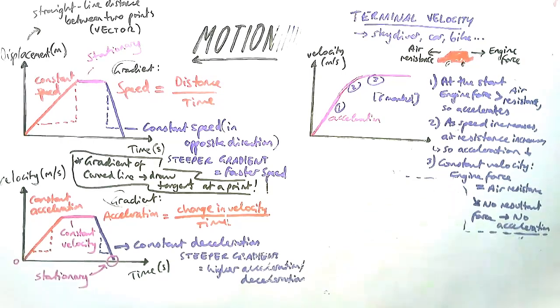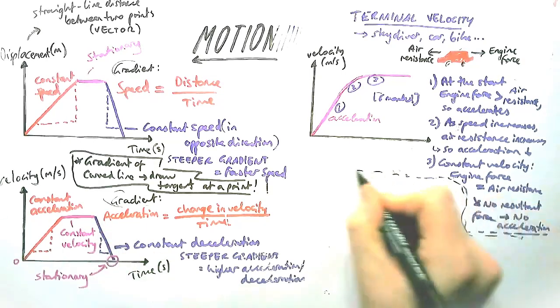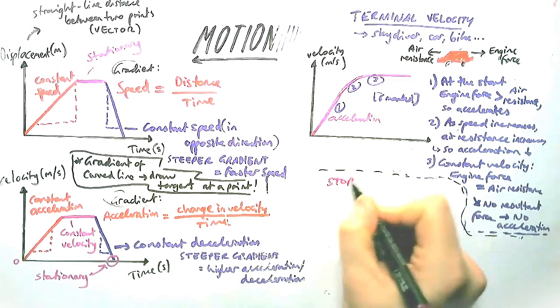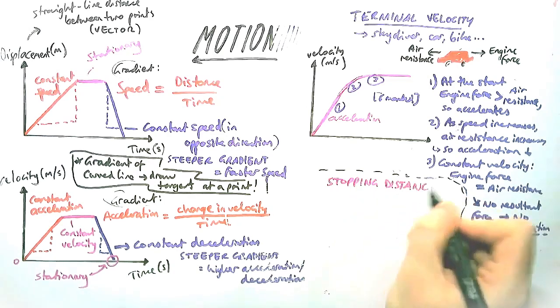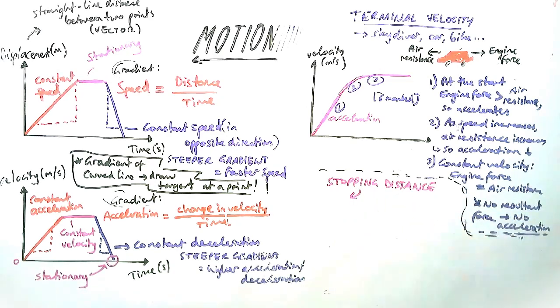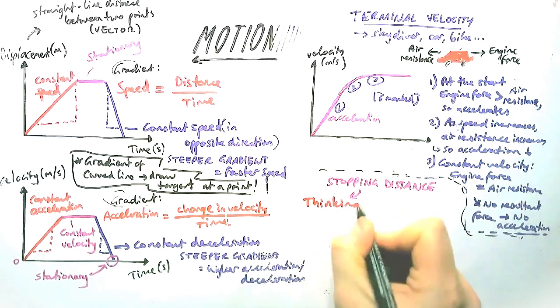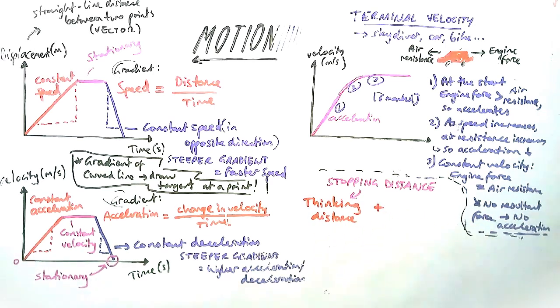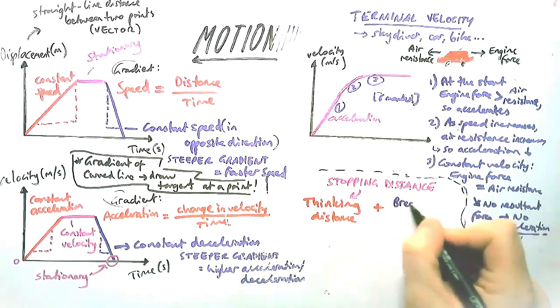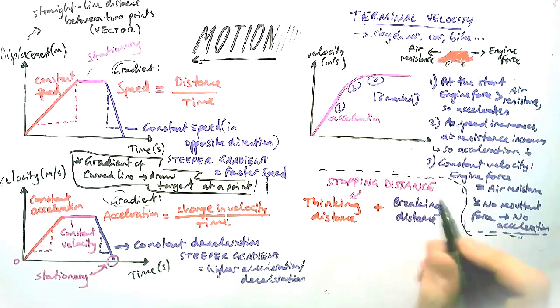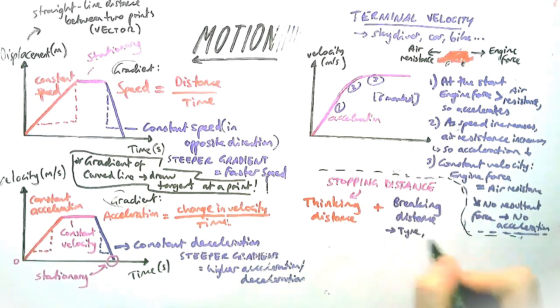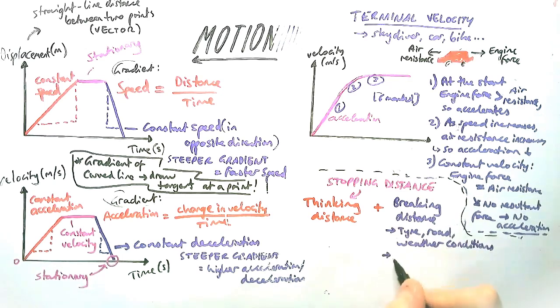It comes up a lot. The last thing we're going to talk about when we're talking about motion, this is for combined or separate science, is stopping distances. So stopping distance for a car is made up of 2 parts. It's made up of the thinking distance and the braking distance, which I spelled incorrectly there. Sorry about that. The things that affect braking distance would be the tyre conditions, the road conditions, the weather conditions, the brake conditions, also the speed.